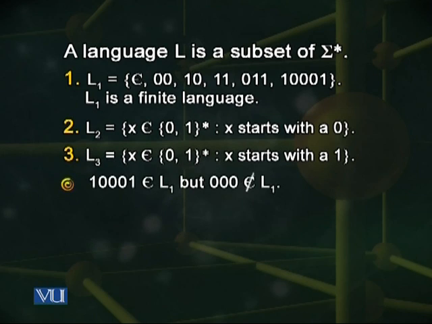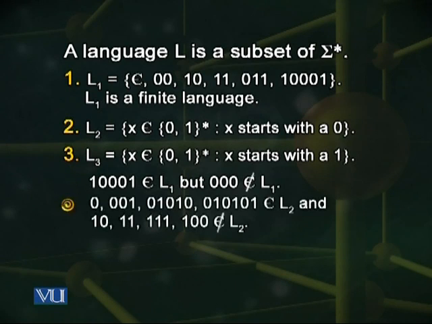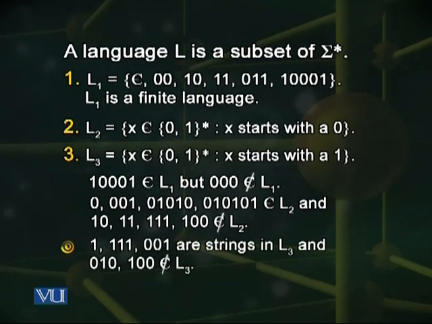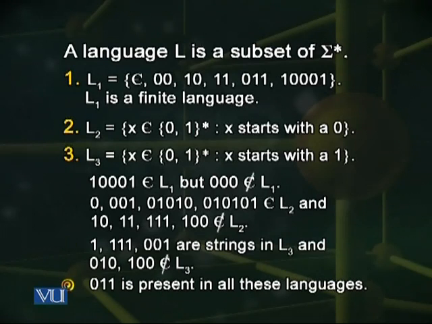Let's note that 10001 is in L1, but 000 is not in L1. Similarly, the strings 0, 00, 01, 010, 0101, 01010 are strings in L2, and 1, 10, 111, 1100 are not in L2. Strings such as 1, 111, 1001 are strings in L3, and 0, 010, 100 are not strings in L3. 011 is a string that is present in all these languages.